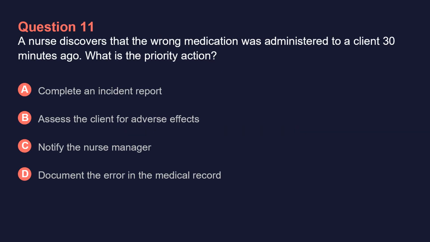Question 11. A nurse discovers that the wrong medication was administered to a client 30 minutes ago. What is the priority action? A. Complete an incident report. B. Assess the client for adverse effects. C. Notify the nurse manager. D. Document the error in the medical record.